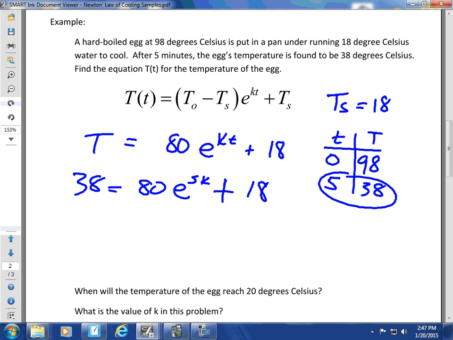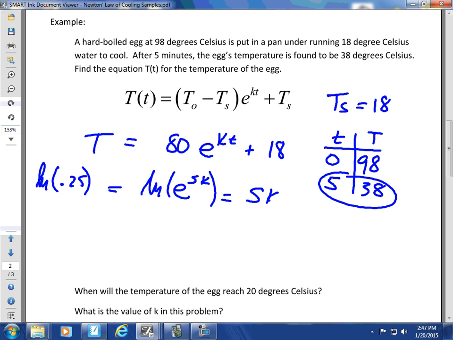Subtract 18. If I subtract 18, this becomes 20. And it goes away. What next, Alex? Divide by 80. This becomes 0.25. And that goes away. Now what, Ryan? Natural log. Take the natural log here. And what is the natural log of e to the 5k? So k turns out to be the natural log of 0.25 all divided by 5.